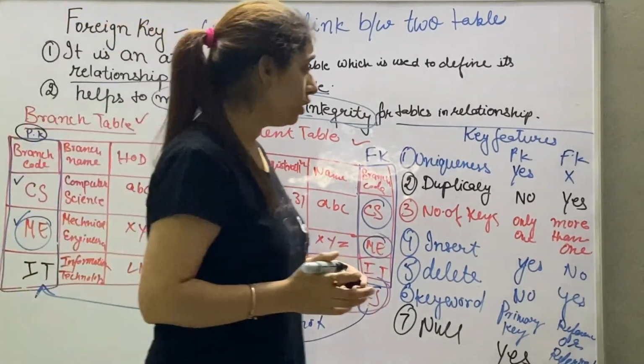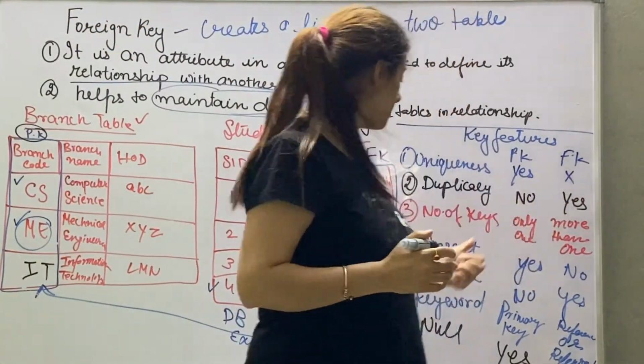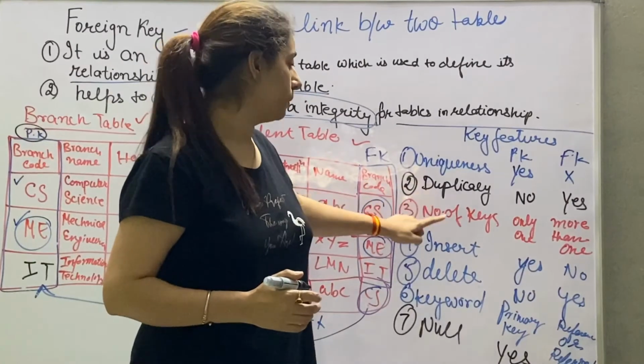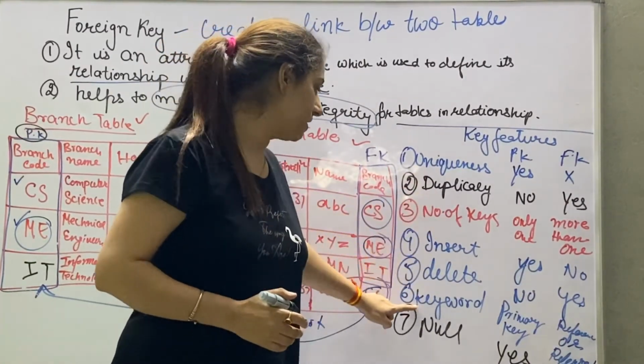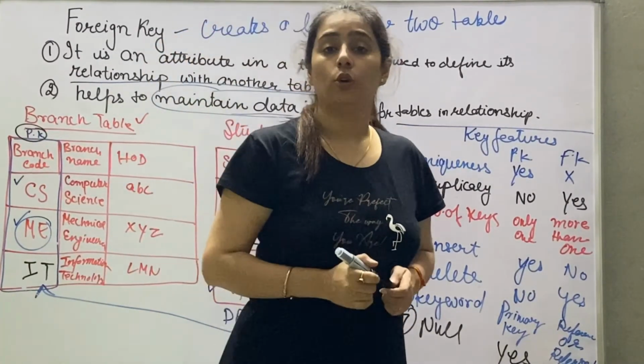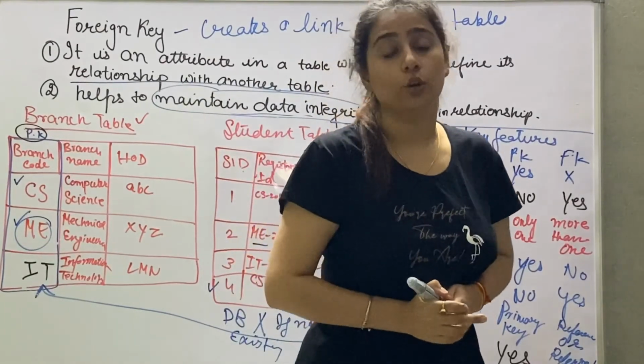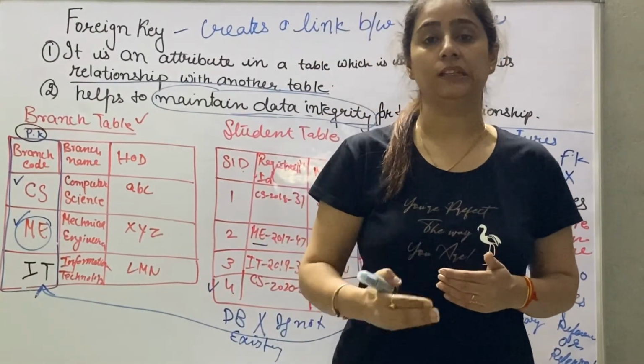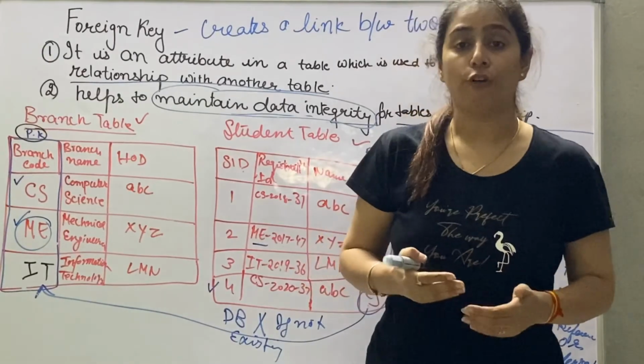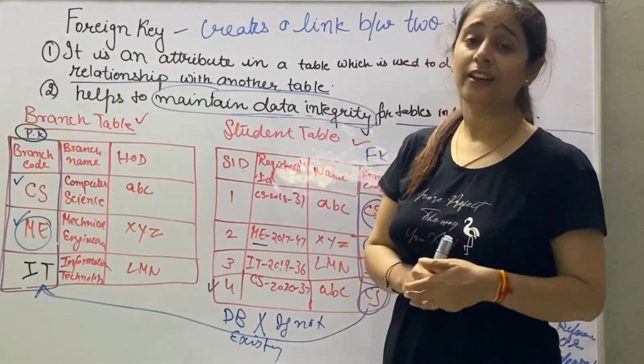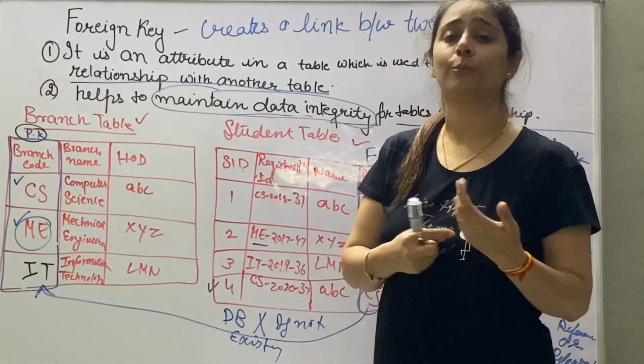Clear? So these are the key features that I have discussed here: uniqueness, duplicacy, number of keys, insert, delete, keyword and null. Fine, I hope it is clear to you. In the next video, we will talk about insert, delete, update in foreign key. Fine, it will be more clear to you through one more example.